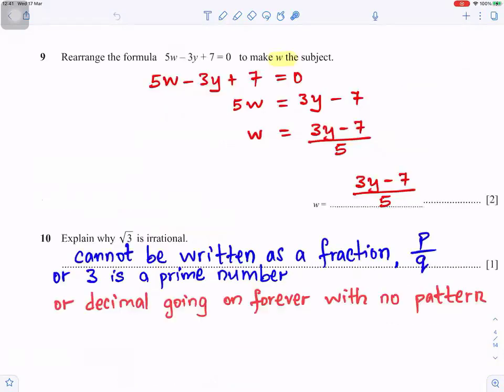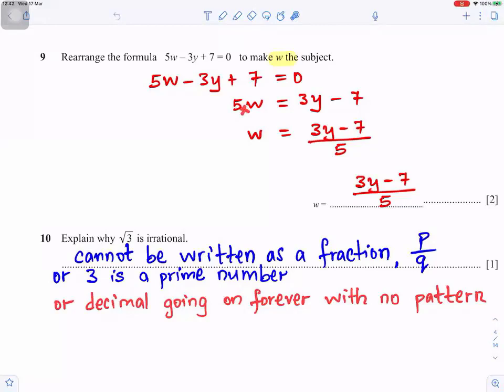Question number 9. Rearrange the formula 5W minus 3y plus 7 equals 0 to make W the subject. So if we start by taking minus 3y to the right hand side, it becomes plus 3y. Minus goes across the equals sign, it becomes plus. Plus 7 goes to the right hand side, becomes minus 7.